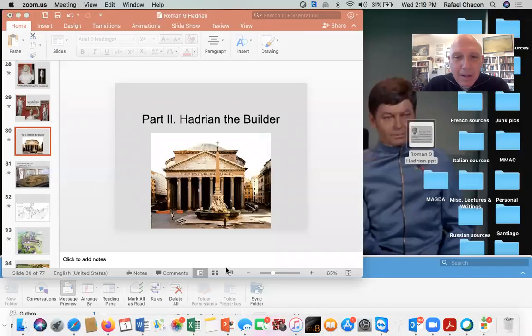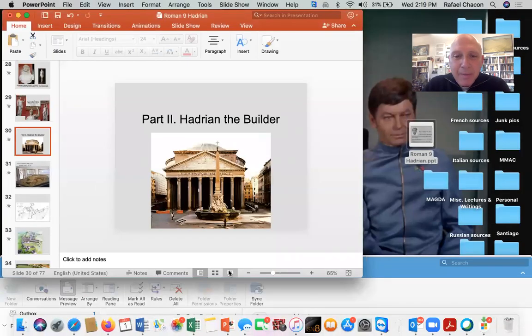In the first part we dealt with his biography, a very interesting and colorful character in Roman history. And in the second part we're going to be dealing with his architecture, that is Hadrian the builder, the great designer that he was as an emperor. So without much ado, let's go ahead and share the screen and open up our PowerPoint presentation so that we can begin discussing Hadrian the builder.